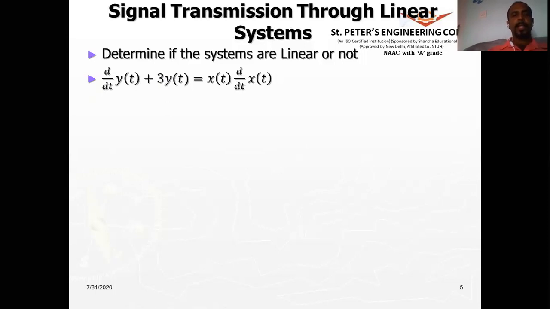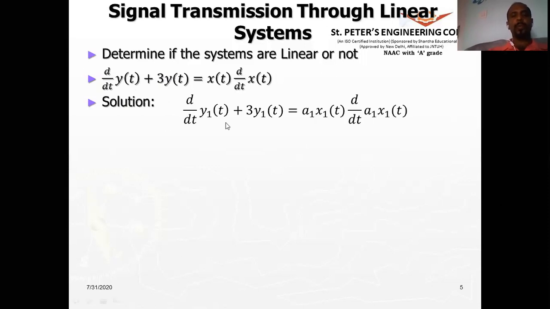Next, let us check. If I give a1 x1 of t, then what will be y1 of t? So d by dt of y1 of t plus 3 times y1 of t will be equal to a1 x1 of t into d by dt of a1 x1 of t. So this is the result for the first input x1 of t. Similarly, when I give the second input, d by dt y2 of t plus 3 times y2 of t is equal to a2 x2 of t into d by dt of a2 x2 of t. So I'm giving the second input, I've got the second output.